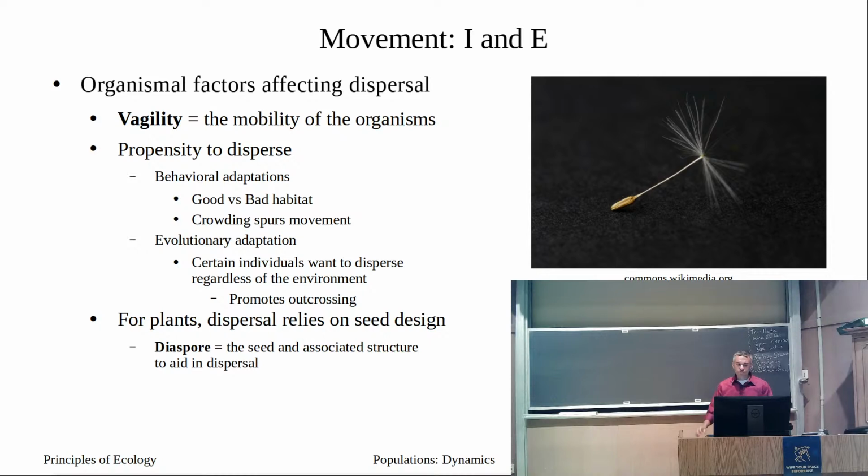We also have an evolutionary adaptation, all right? And this evolutionary adaptation is kind of baked into the organism's desires, the organism's genetic code, all right? So in this case, some organisms just have a natural desire to move, all right? They can't explain why, they just, hey, I just want to move. I just want to go find a new area. And this is a good thing evolutionarily because it helps promote outcrossing.